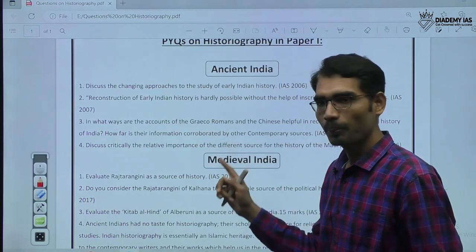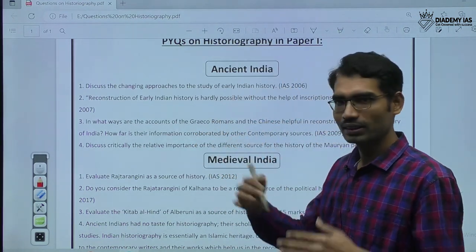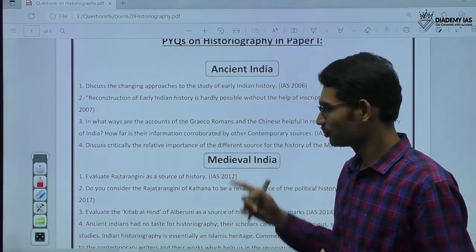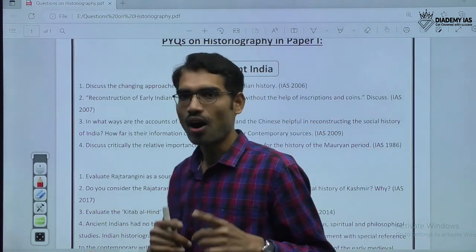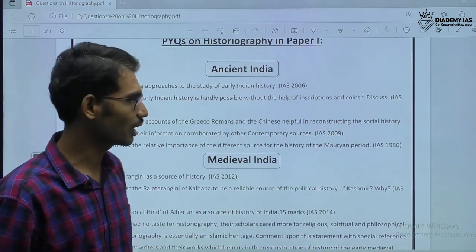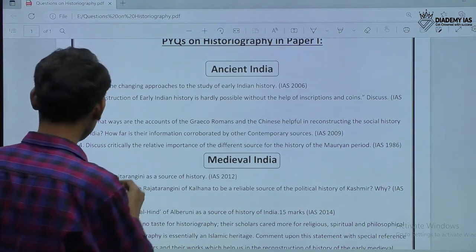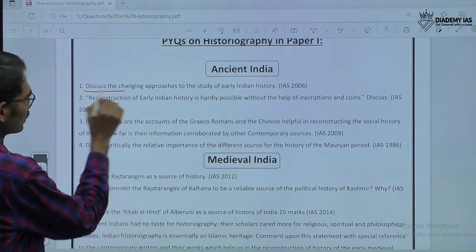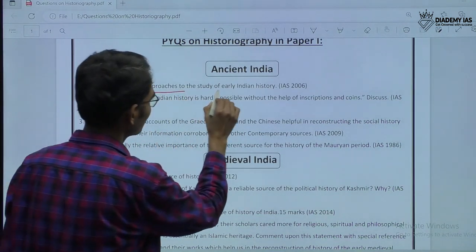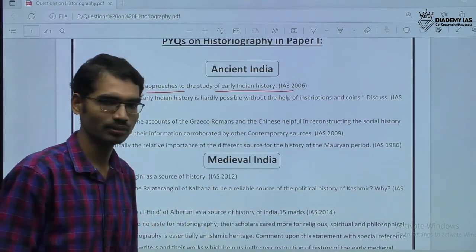So this is about paper 1. Paper 1 contains ancient India and medieval India. Let us see some questions on historiography, how questions are coming. Here you can see the first question: Discuss the changing approaches to the study of early Indian history.